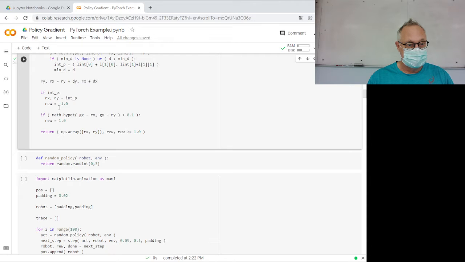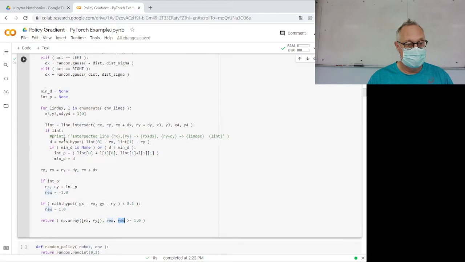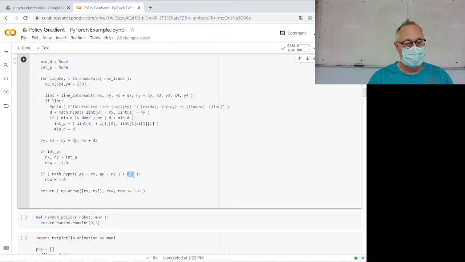And we specify a reward. If the robot hits a wall, there's a penalty of 1, so -1. And if we're less than 0.1 away from the goal position, then we get a reward of 1. That's what we return.